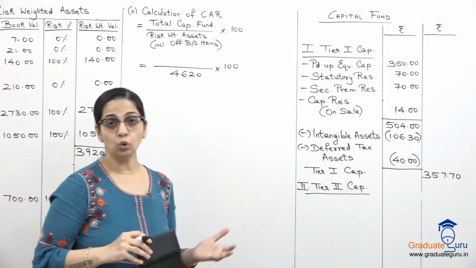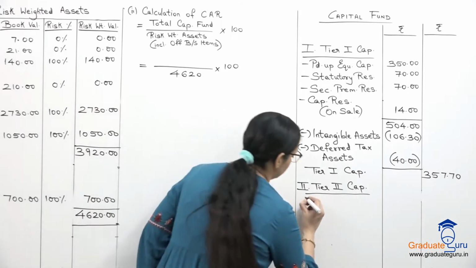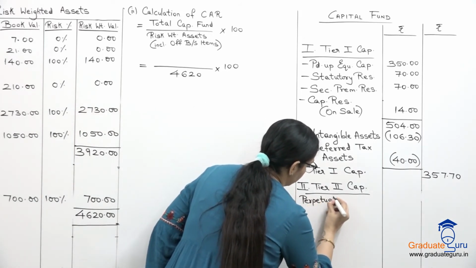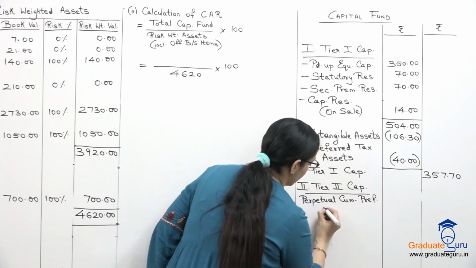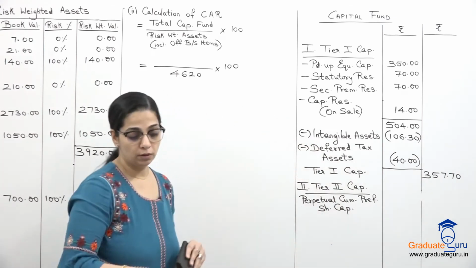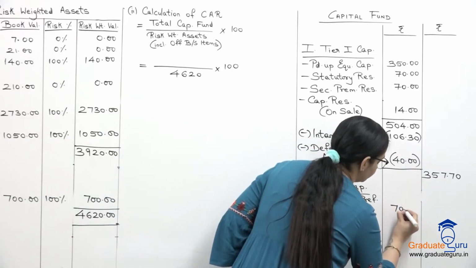So for tier 2 capital, first we have our perpetual cumulative preference share capital. This will be added in the tier 2, which is 70.